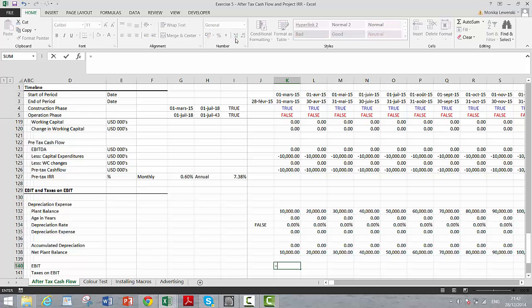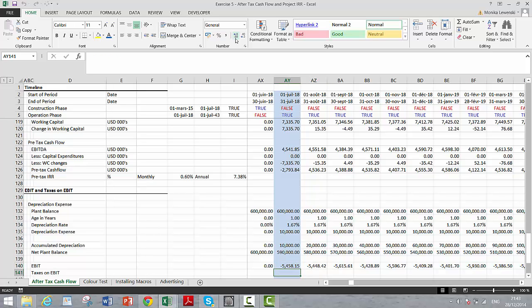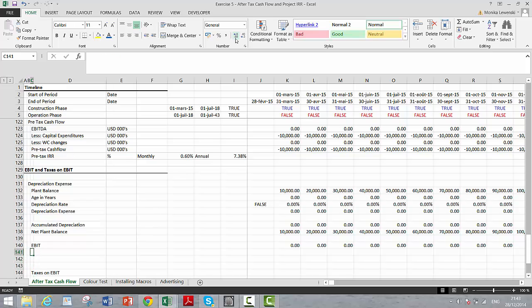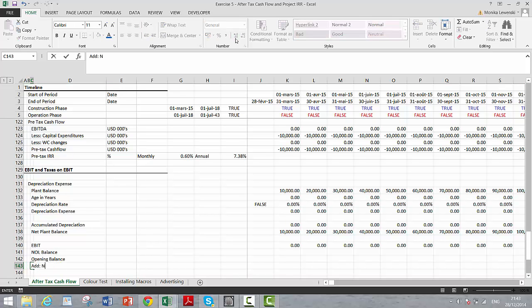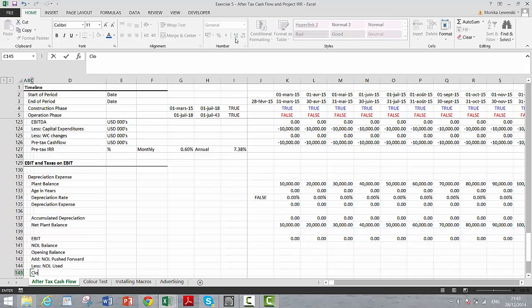Now, for the taxes, well, that's our EBITDA minus the depreciation expense, which gives EBIT. Okay, and let's see what happens. We got a negative amount, so that's not going to work. We need to carry forward these negative balances. So now we've got a little more advanced issue, but not much. We put our opening balance, and then we add the NOL pushed forward, and then we take away the NOL used. I don't know if I should have said NOL pushed forward, but and then we put a closing.